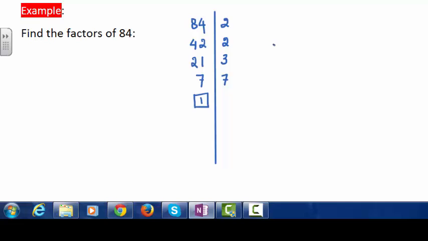And if you want to test if it's correct or not, say, is 84 equal to the product of these factors? We will see now. 2 times 2, 4. 4 times 3, 12. 12 times 7, it's 84. So as you can see, the product of the factors gives you the number, equal to the number. So that means my work is correct. So the prime factors here of 84 are 2, 2, 3, 7.